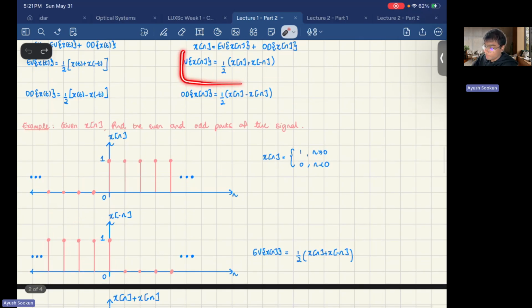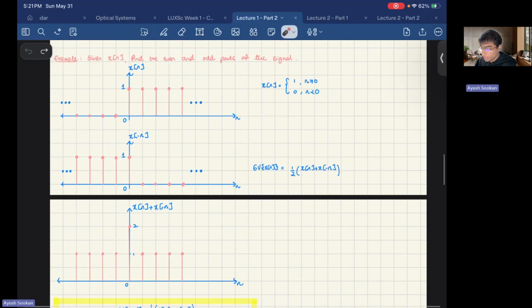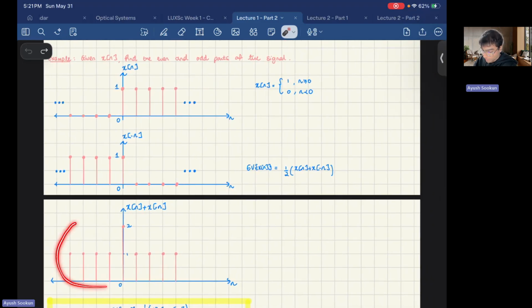Now, by definition here, when you have your signal, you have it flipped, you're going to add them both. Okay, so this is the addition over here. So this is 0, this is 1. 0 plus 1 is 1. 0 plus 1 is 1. 0 plus 1 is 1. 0 plus 1 is 1.